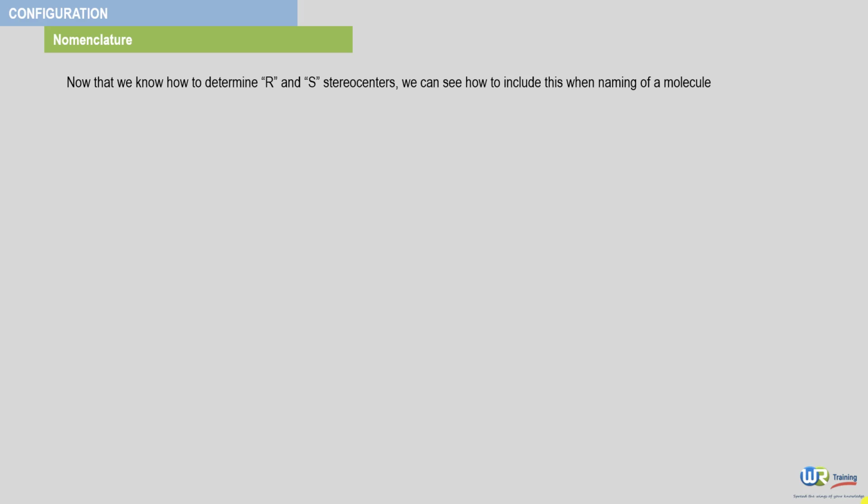In this section, we will learn how to include the configuration of the stereocenter in the name of the compound. It is actually quite simple. If there is only one stereocenter, then we place either R or S at the beginning of the name. Consider the following example.